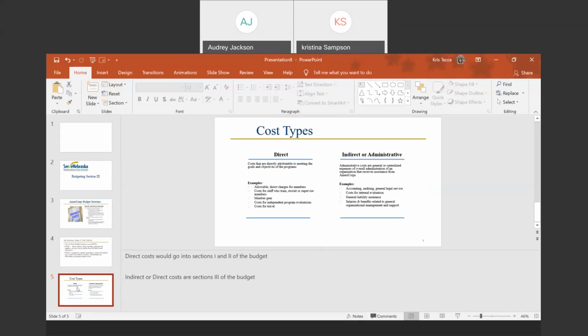Indirect or administrative costs are general or centralized expenses related to the overall administration of an organization that is receiving assistance from AmeriCorps. Examples are accounting, auditing, general legal services, internal evaluations of the entire operations, general liability insurance, and salaries and benefits related to organizational management or financial support. So again, if you think of understanding what costs go directly in Sections 1 and 2, we just learned how to properly do Section 3 of your budget.